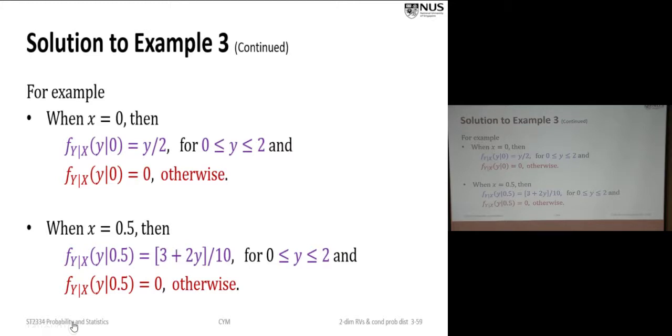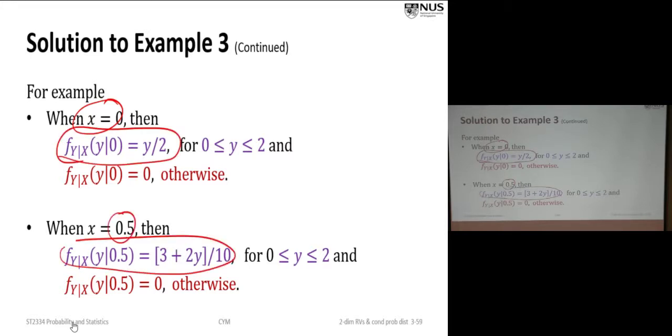You have to understand that when we talk about the conditional distribution of, let's say, y conditioned on x, your expression involves x and y. What it means is that when x is given, you substitute the value of x into the expression, then the whole expression will be left with only y. So when x equals 0, the conditional distribution is y over 2. When x equals 0.5, the conditional distribution is 3 plus 2y over 10.